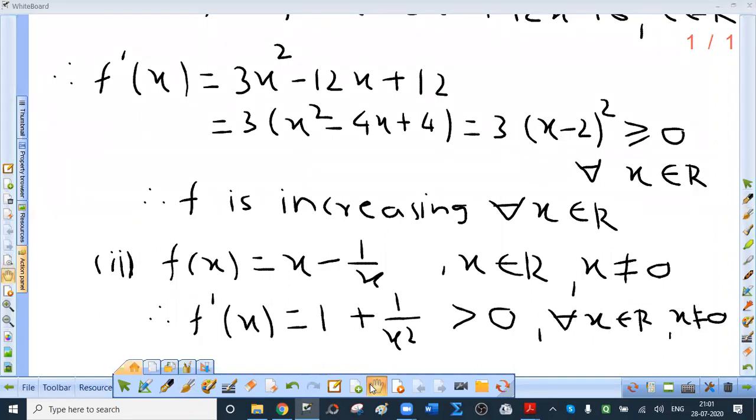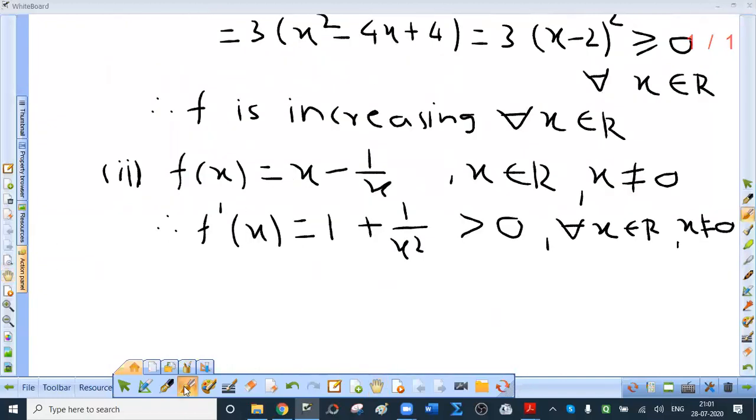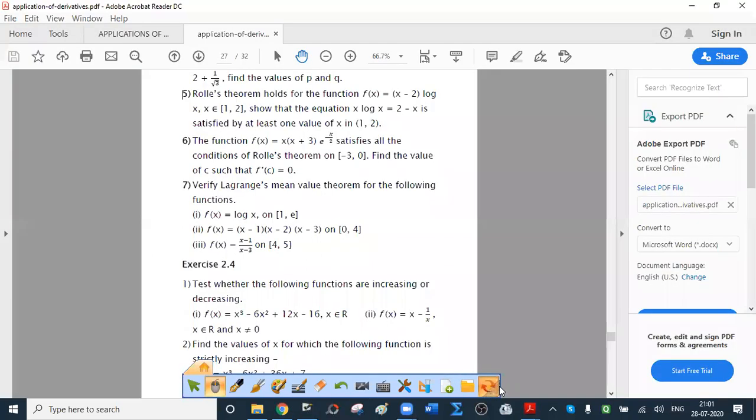So what is the conclusion? The conclusion is f is increasing. F is increasing for all x belonging to R, x not equal to 0. Okay, just a minute.